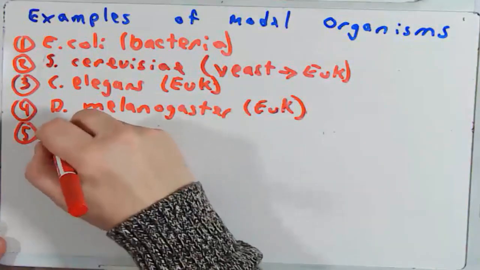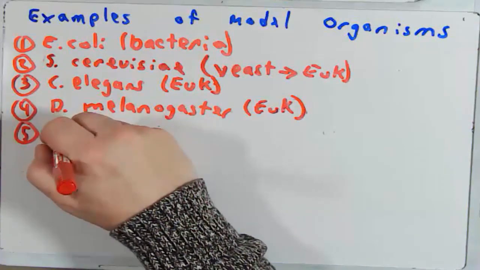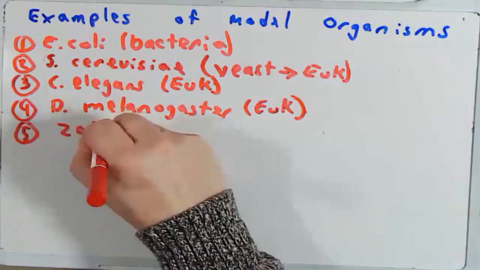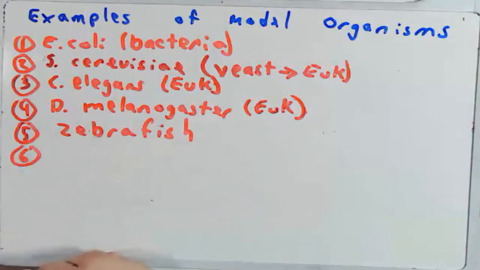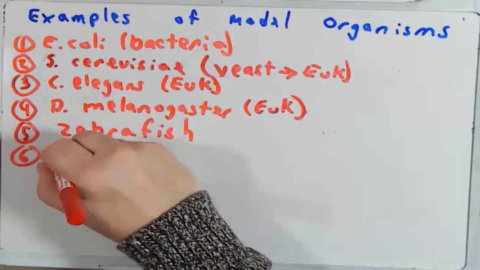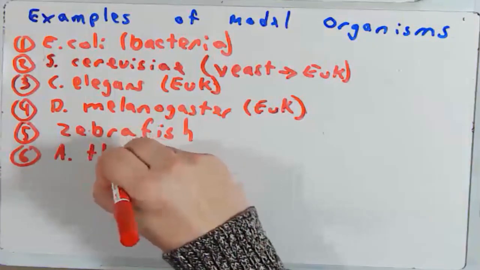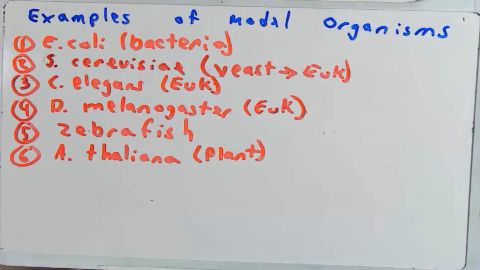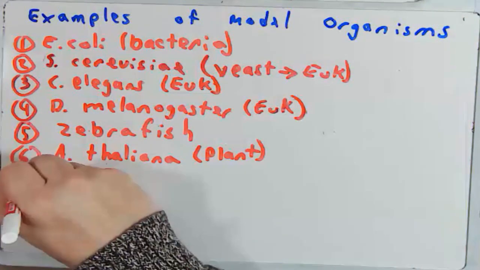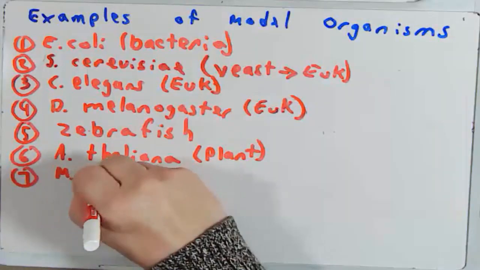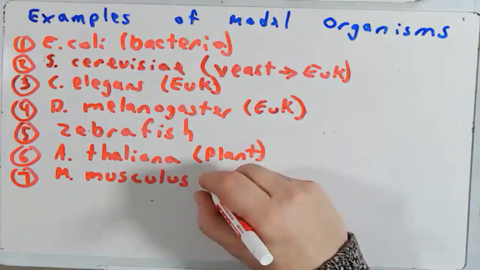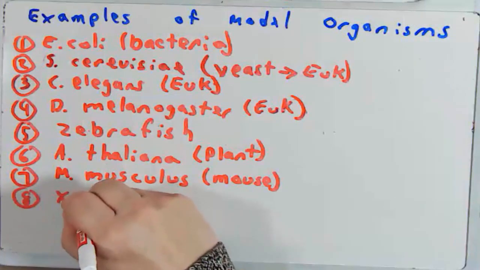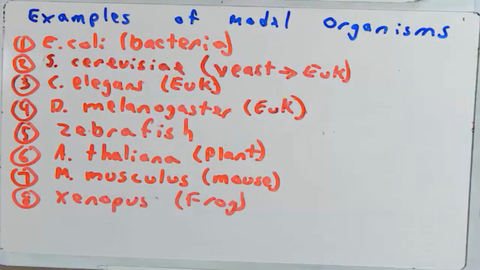Another multicellular eukaryote that's commonly used is the zebrafish. Now, a common model organism that is a plant would be Arabidopsis thaliana. Some other model organisms that are often used but typically have a longer generation time, so are not always ideal for genetic studies, but they're still model organisms, would be Mus musculus, or the common mouse, Xenopus, frog.